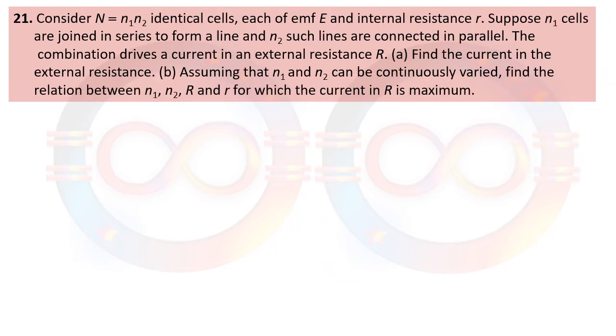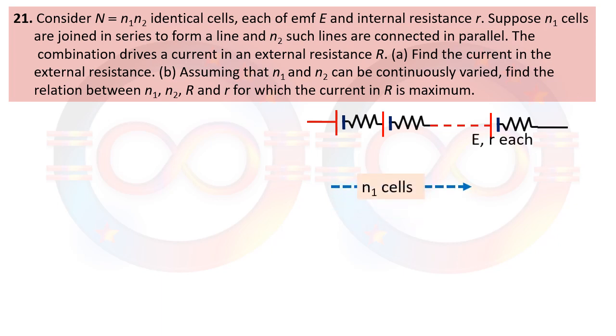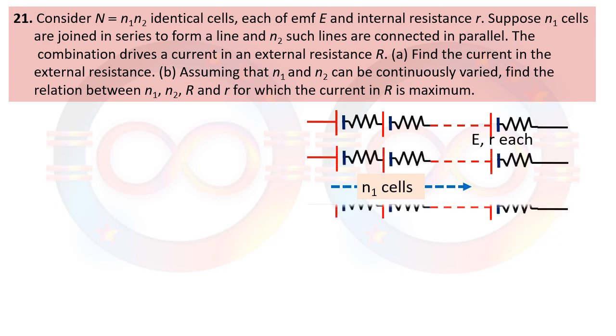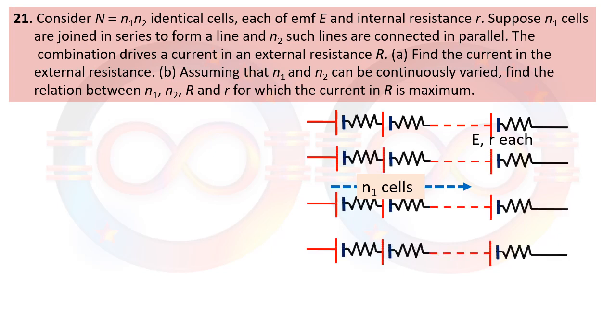Now question number 21 is basically asking about mixed combination of cells. The question says that N is nothing but N1 N2 identical cells, each of EMF E and internal resistance R. Suppose N1 cells are joined in series. So let us take this N1 cells are joined in series, and like this N2 rows are connected in parallel. Like this N2 rows are connected in parallel as per the question. So total number of cells will be N1 into N2. The question is to find the current in the external resistance.